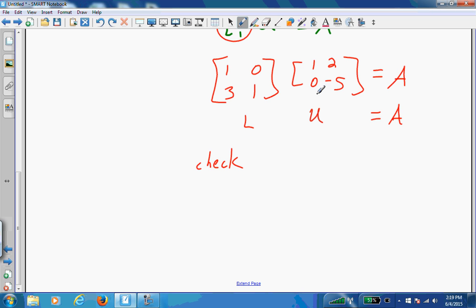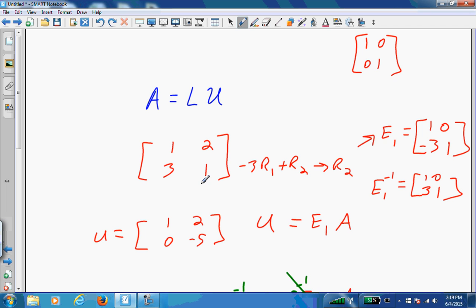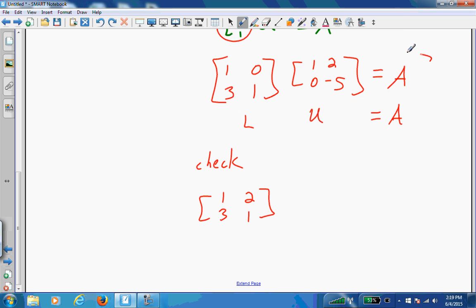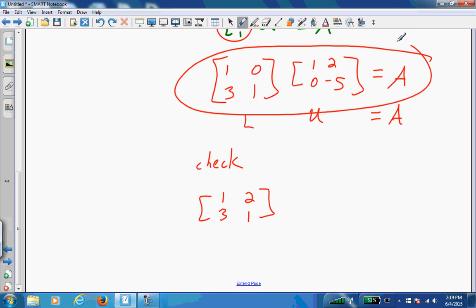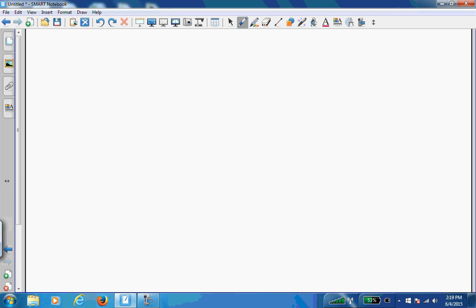So if we do our row times column, we have 1, 0, so 1. Row times column, so 2 plus 0. Row times column, so 3 plus 0. Row times column, 6 minus 5 is 1. 1, 2, 3, 1. So yeah, this is our LU factorization for A. So let's do that with a 3 by 3, see if we can find one.